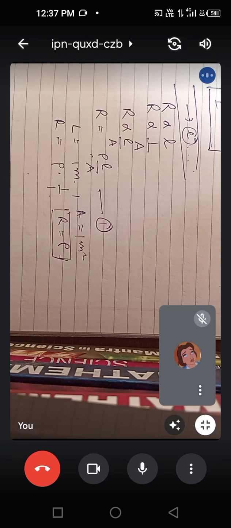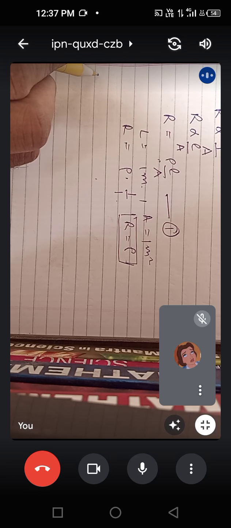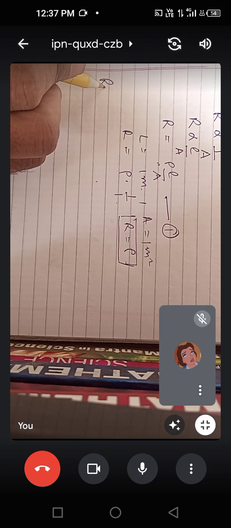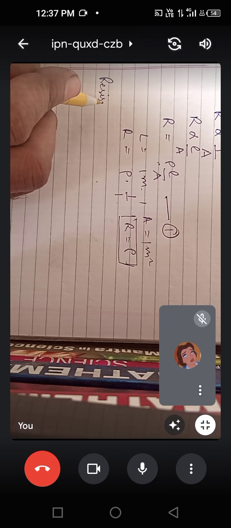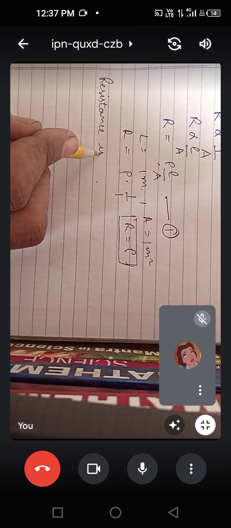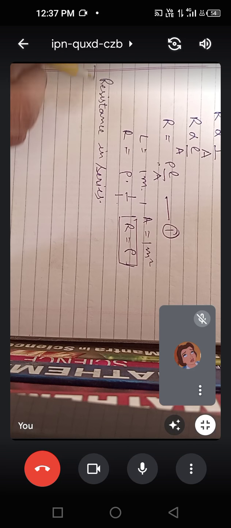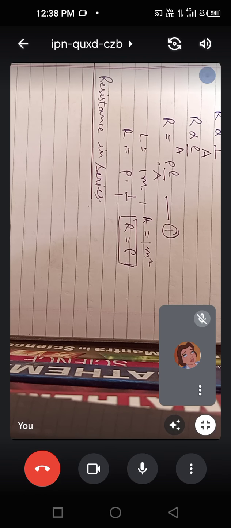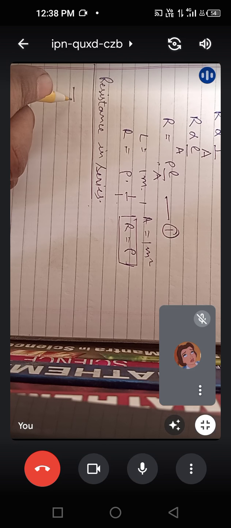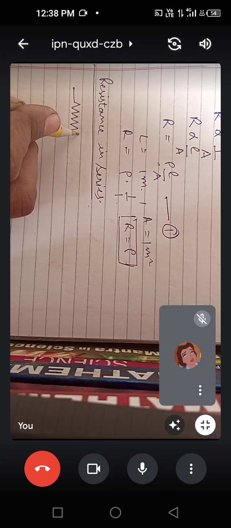Next you see resistance in series and resistance in parallel. A series combination is like this. This is the resistance combination in series.